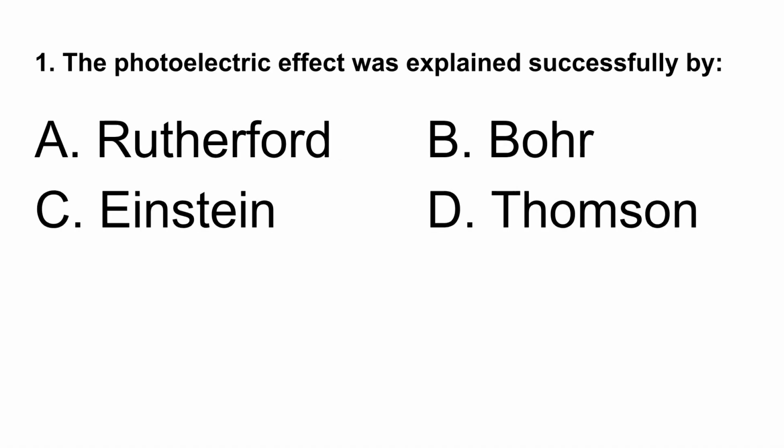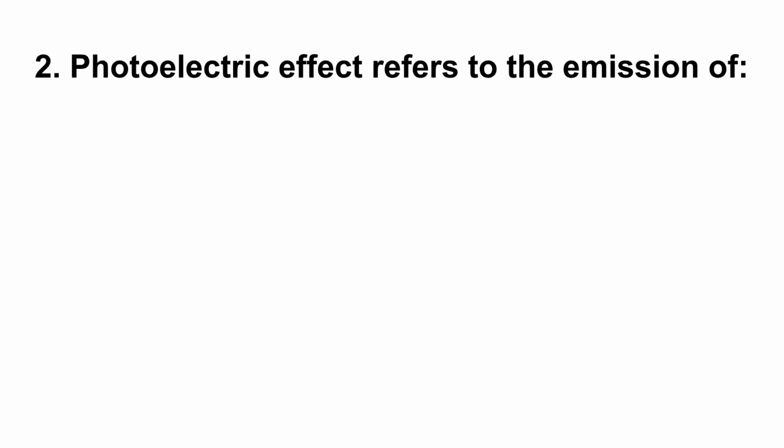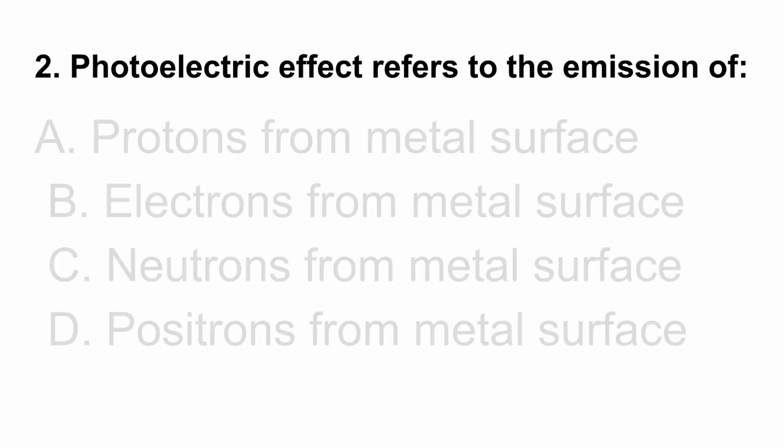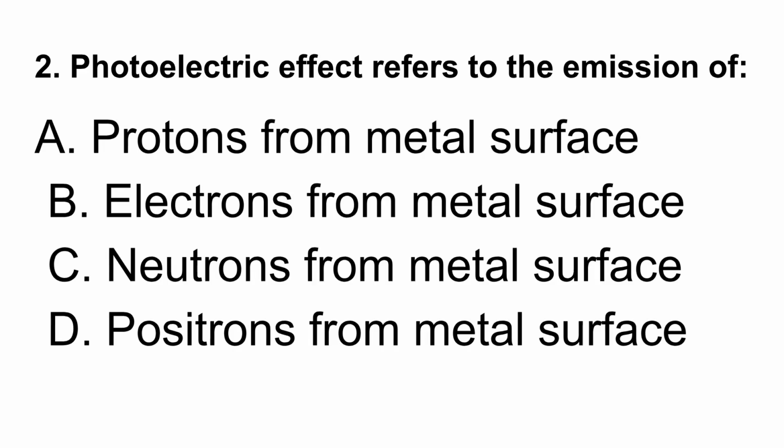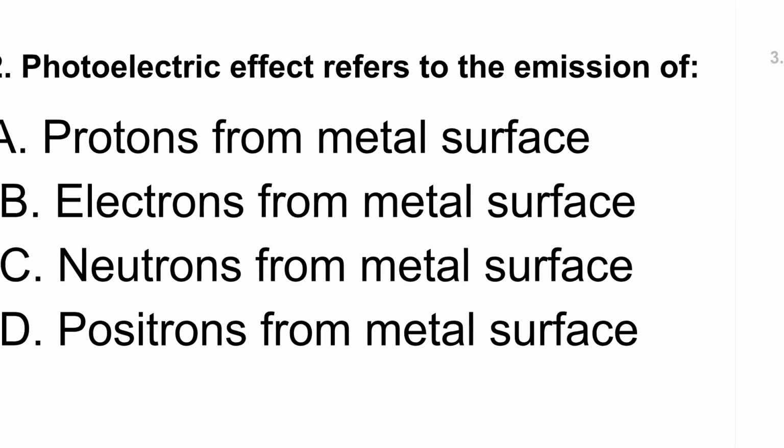Question 1. The photoelectric effect was explained successfully by A. Rutherford, B. Bohr, C. Einstein, or D. Thomson. Question 2. Photoelectric effect refers to the emission of A. Protons from a metal surface, B. Electrons from a metal surface, C. Neutrons from a metal surface, or D. Positrons from a metal surface.